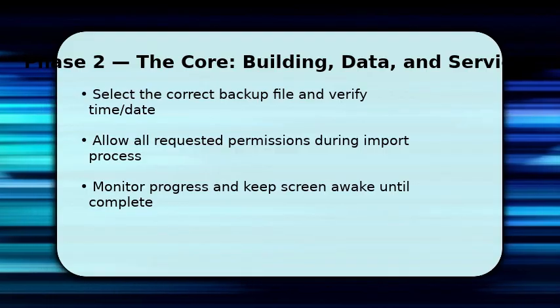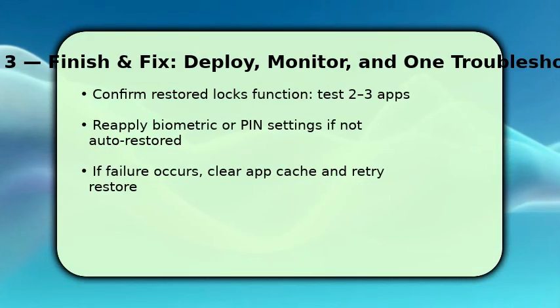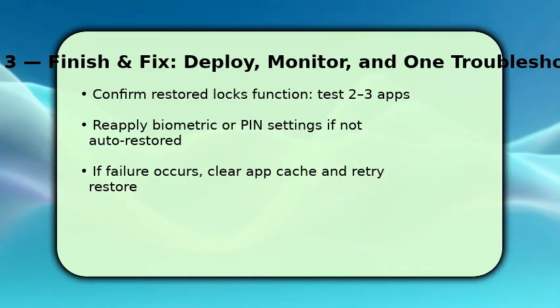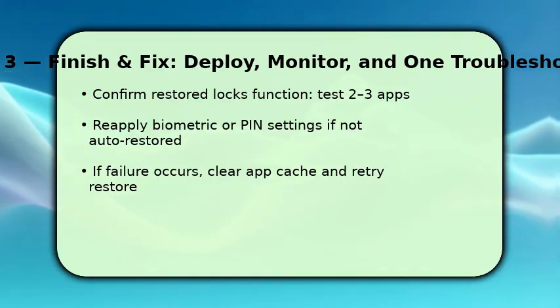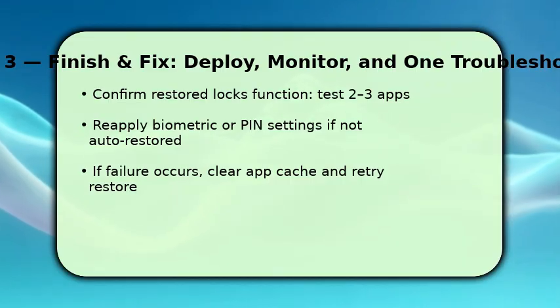If there's an option to merge versus replace, choose Merge when you want to preserve newer items. After restoration, test the locks on 2 or 3 apps immediately to confirm rules and exceptions transferred correctly. Reconfigure biometric scans or PINs if the app didn't reapply them automatically. This step restores quick access.